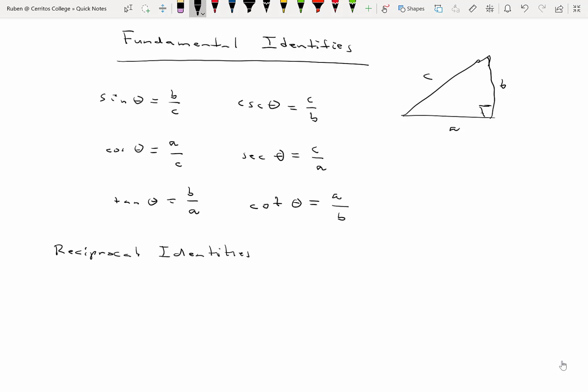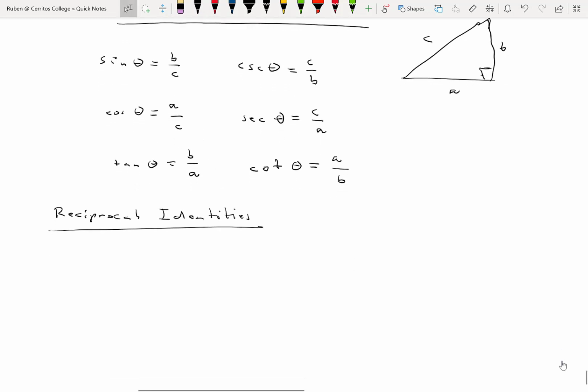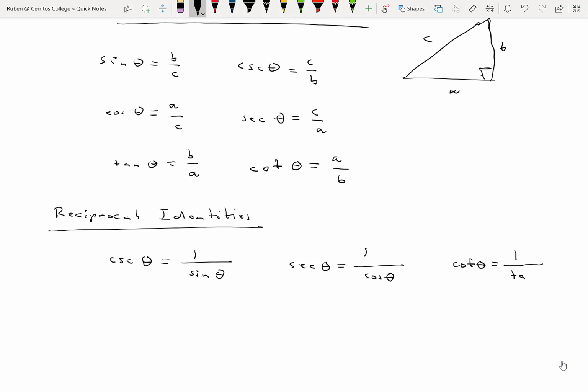Identities. The first reciprocal identity says that the cosecant, remember cosecant is c over b, sine is b over c. They're just reciprocals. So the cosecant is the reciprocal of the sine. So cosecant of theta equals 1 over sine of theta. The secant of theta is the reciprocal of cosine. The secant of theta is 1 over the cosine of theta. And finally, the cotangent of theta is the reciprocal of tangent. It's 1 over the tangent of theta.